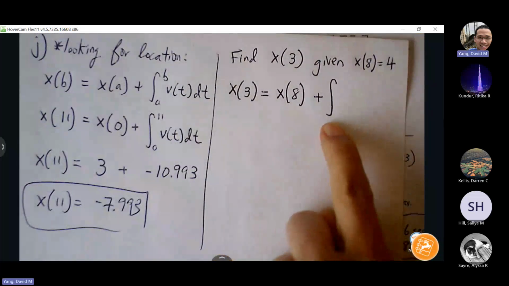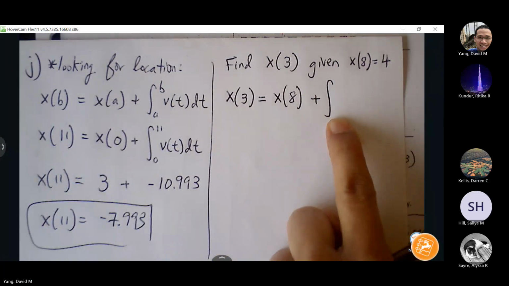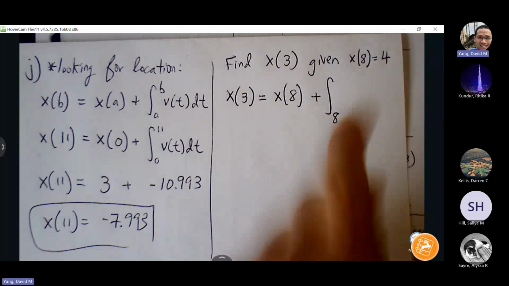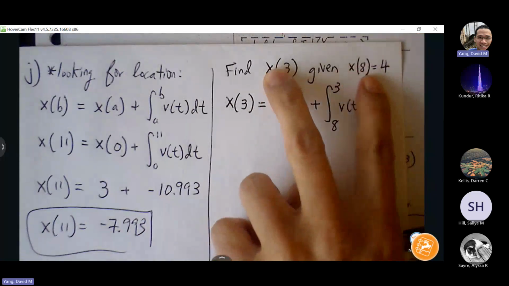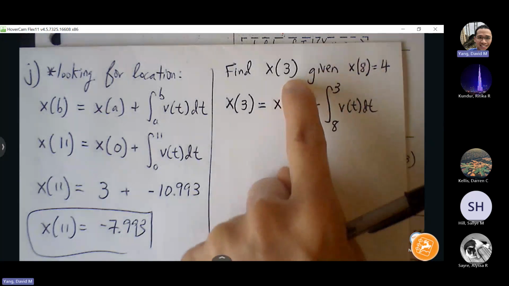Okay, where am I starting and where am I ending? What's my starting t-value? 8. And I'm ending where? 3. Because that's what's given to us, right? They're telling me that this object is located at 4 on the x-axis, and it's asking, backtracking here, at 3 seconds, where is it located?